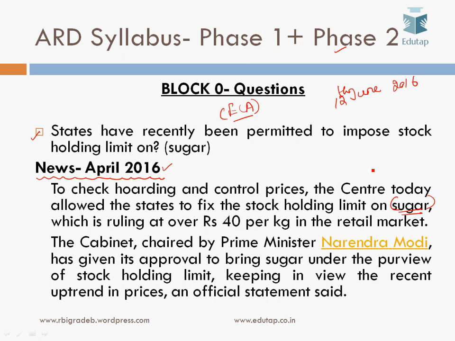So since the prices of sugar were high and there was no deficiency of stock, the center decided to put a stock limit on the amount that a person or a distributor could hold, so as to cool down the prices. The cabinet chaired by PM Modi has given its approval to bring sugar under the purview of stock holding limit, keeping in view the recent uptrend in prices. So this question was based on a news item of a couple of months back. Let's see the second question.